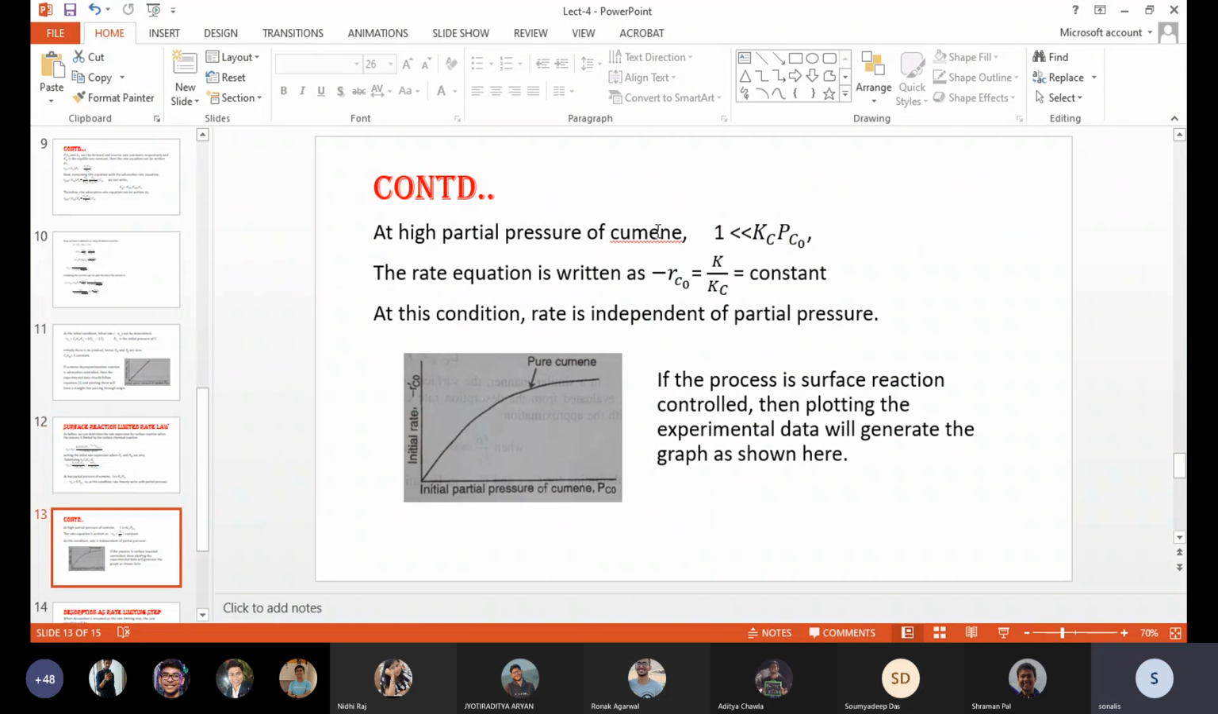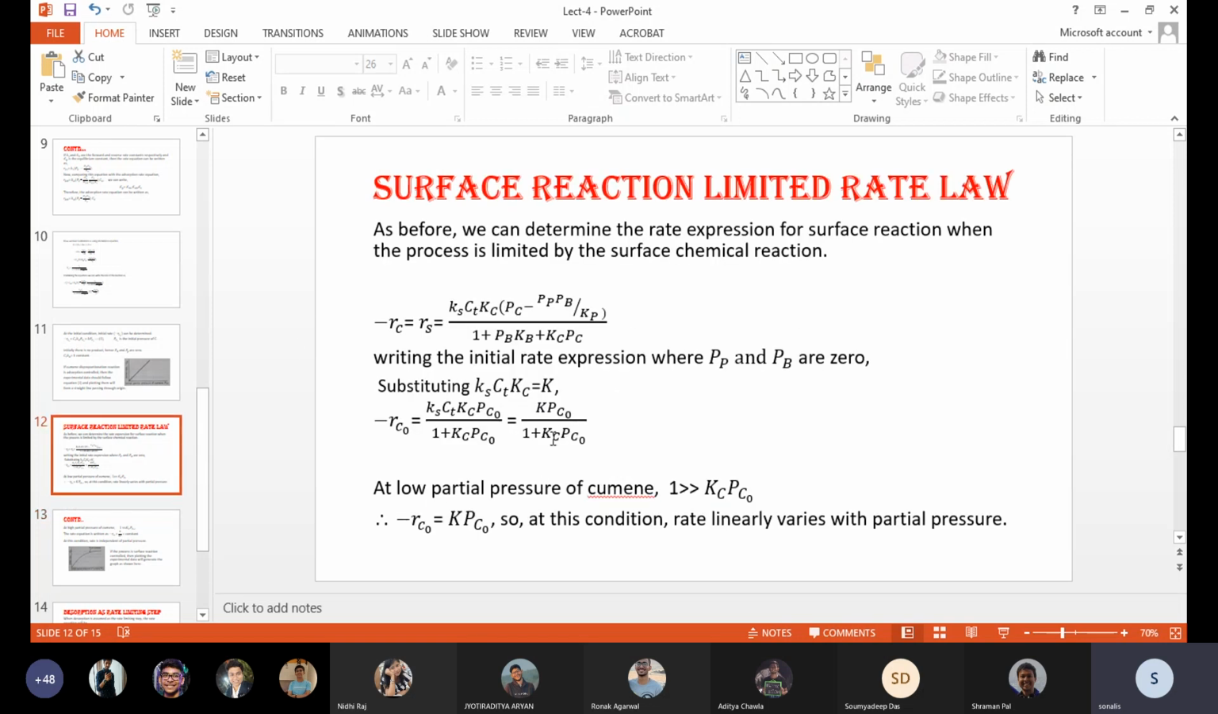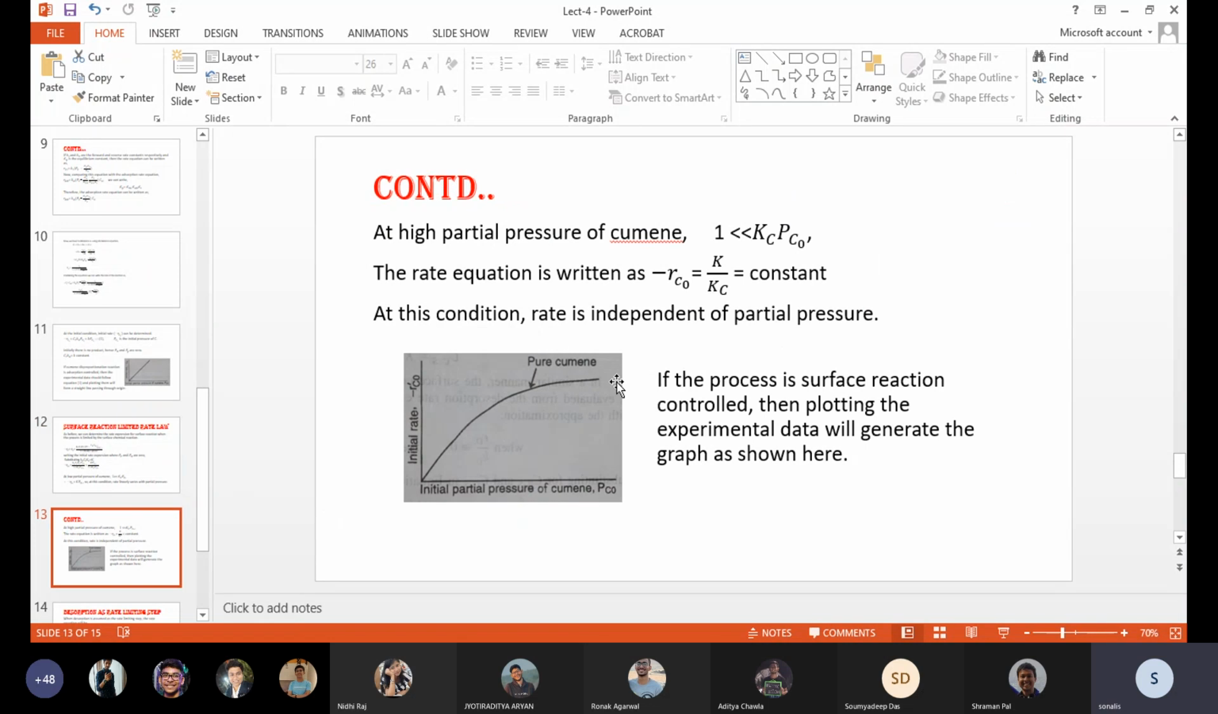But at high partial pressure of cumin, 1 is very, very less than Kc Pc0. Then what will happen? If Kc Pc0 is much greater compared to 1, then we get minus Rc0 is equal to K Pc0 by Kc Pc0. Now K by Kc is a constant and Pc0 cancels out, so minus Rc0 is a constant. It will be a straight line parallel to the x-axis. At this condition, the rate is independent of partial pressure.